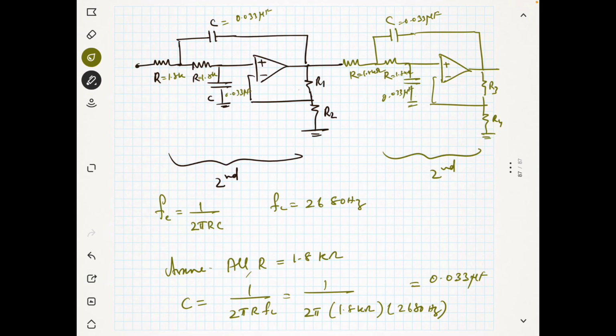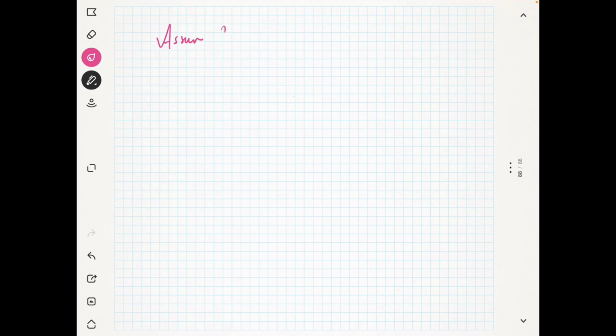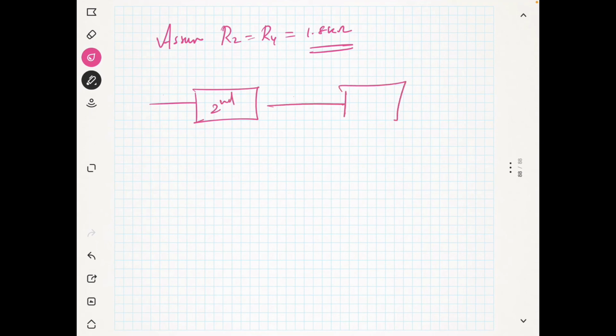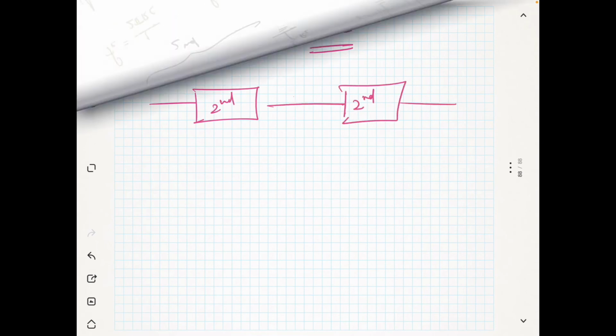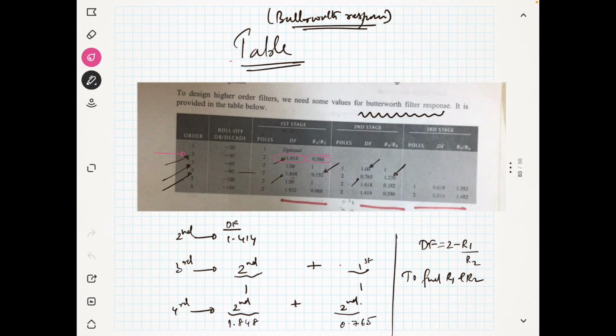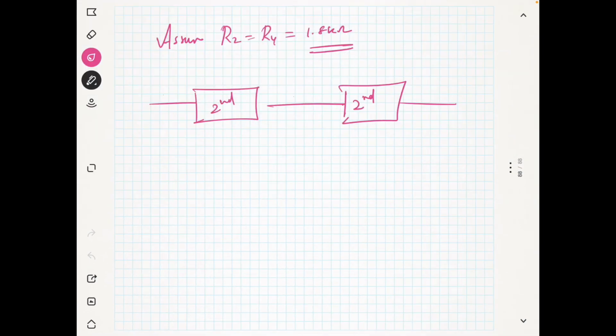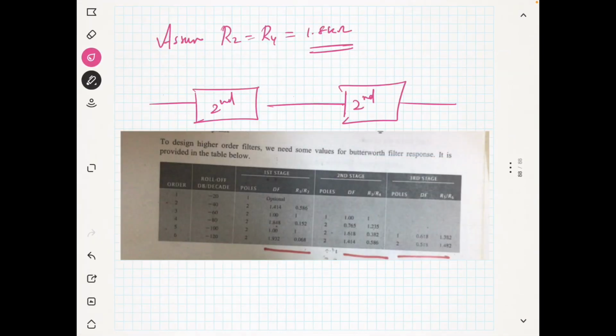Now we have to find R1, R2, R3 and R4. I am considering another assumption. Assume that R2 is equal to R4 is equal to 1.8 kilo ohm, because I am using the same resistance, but the damping ratio differs, because here this is a second order and another second order. So we will see the table now.